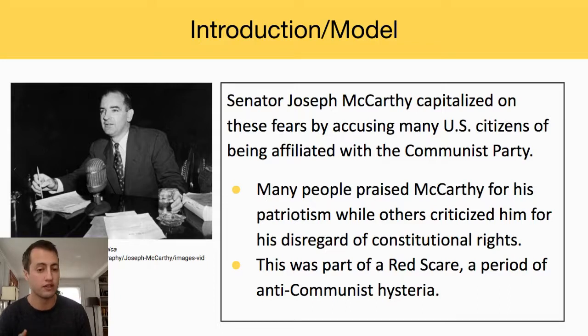Really, this is the second Red Scare. The first Red Scare happened in 1918 at the same time as the Russian Revolution, around the World War I and the end of World War I. So that's the first Red Scare. The second Red Scare is 1950s McCarthyism.